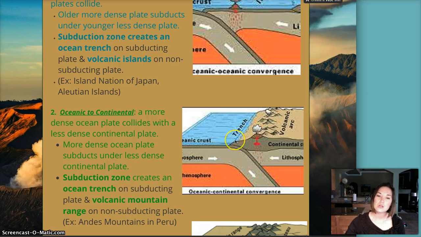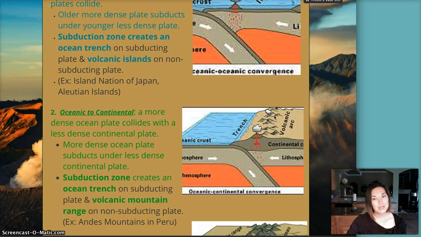Again, along the subduction zone, we also get a trench, a very deep trench. And where there's subduction, there will be the melting of that plate, the additional pressure, which will cause magma to rise up, forming a volcano. Now here, the volcanoes form on the continental plate, so they're not going to form islands. Instead, they're going to form volcanic mountain ranges.